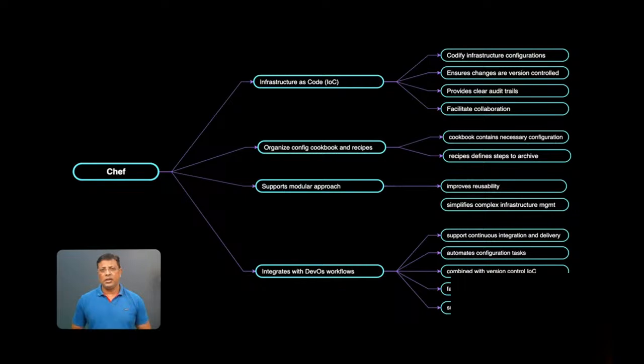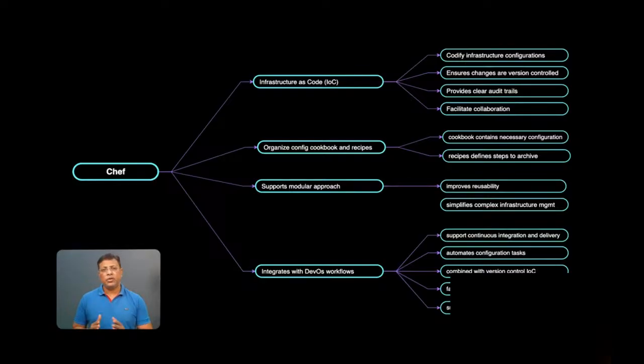This ensures that infrastructure changes are version controlled, providing a clear history and facilitating collaboration among development and operations teams. Chef organizes configuration tasks into cookbooks and recipes. Cookbooks contain the necessary configurations while recipes define the steps to achieve a particular configuration. This modular approach improves reusability and simplifies complex infrastructure management.